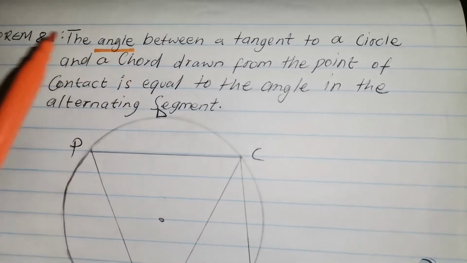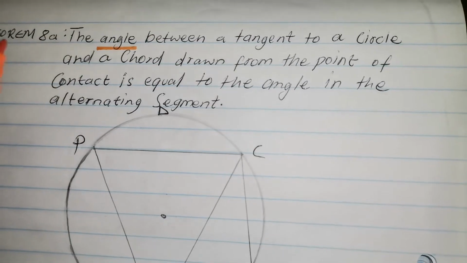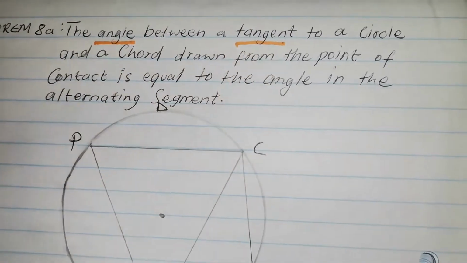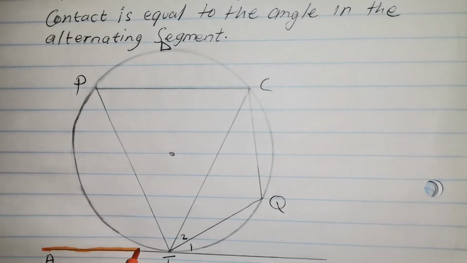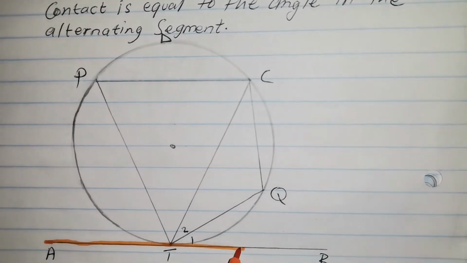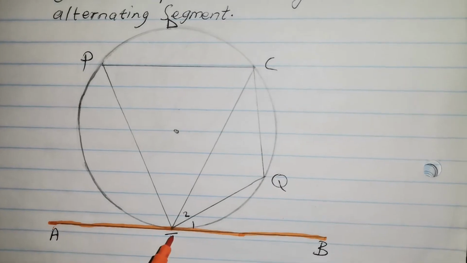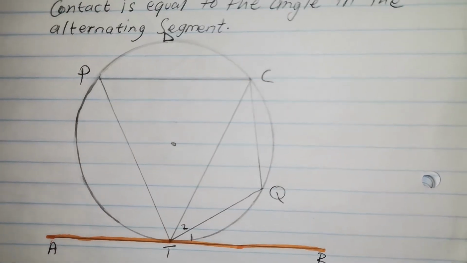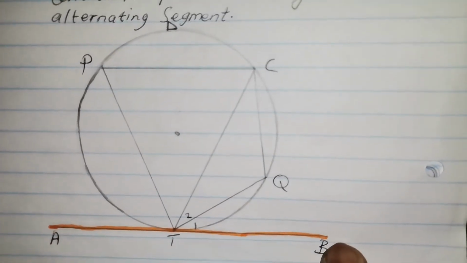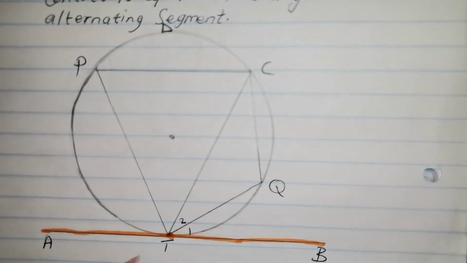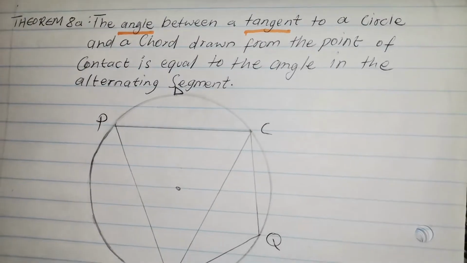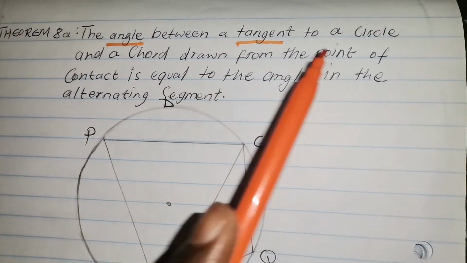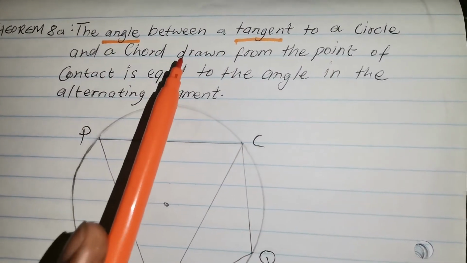The angle between a tangent. Where is the tangent here? Here's our tangent, ATB. You can have tangent AT or tangent TB, it's not a problem. As long as this line is our tangent at point T, you can have tangent AT or tangent TB. Still not a problem. So the angle between a tangent to a circle and a chord drawn from the point of contact.